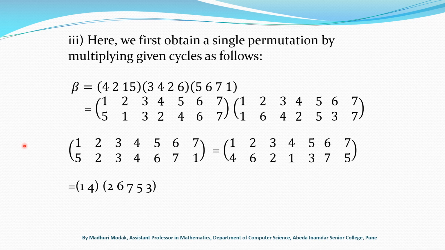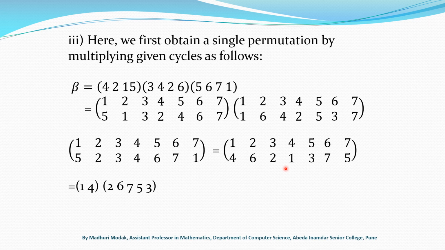So 1 goes to 5, 5 goes to 5, and again 5 goes to 4. So finally 1 goes to 4. Same way 2 goes to 2, 2 goes to 6, and 6 goes to 6. So second element is 6. So in this way we get beta finally in array form.